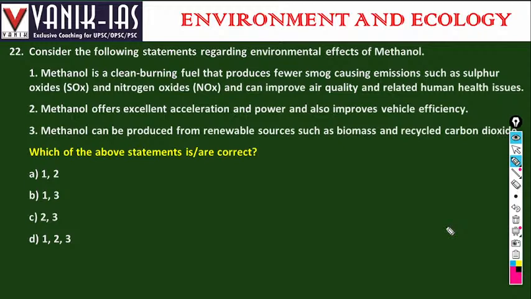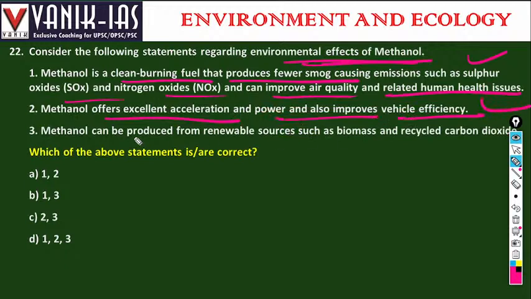Methanol is a clean burning fuel. What are the environmental effects of methanol? It is a clean burning fuel. It produces fewer smog-causing emissions, sulfur oxides and nitrogen oxides, and can improve air quality related to human health issues. Methanol offers excellent acceleration and power, and also improves vehicle efficiency; this is also right. Methanol can be produced from renewable sources like biomass and recycling, like ethanol, and it is a very good source of fuel. So all the statements are right regarding methanol.